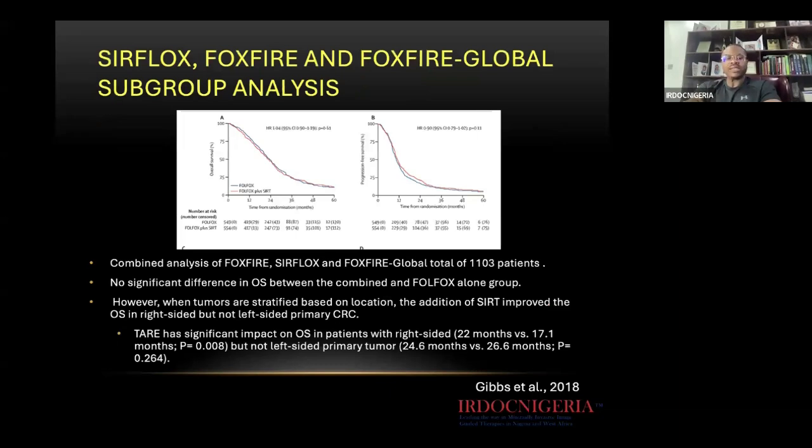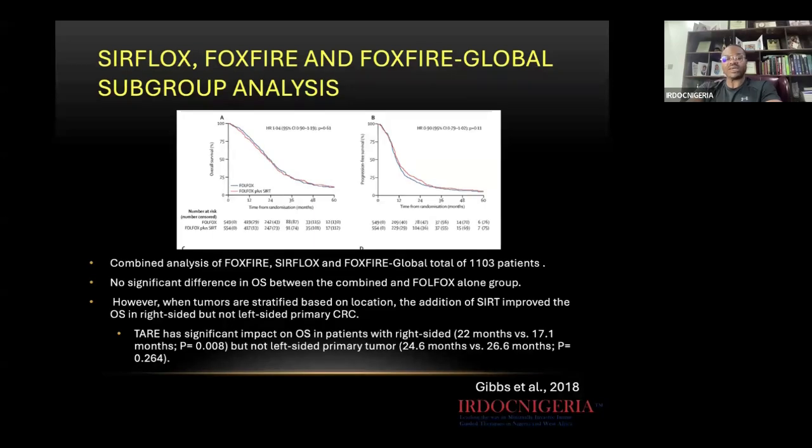When you do the combined analysis of the SIRFLOX, FOXFIRE, and FOXFIRE Global trials in over 1,000 patients, the important thing to note is that there is no significant difference in overall survival between the combined group versus the FOLFOX group, and this was quite disappointing for us in interventional radiology because we were waiting for the results of this trial for a long time, and we thought it would be good. However, when they stratified the patients based on tumor location, they showed that the addition of SIR did improve overall survival in patients with right-sided tumors, but not left-sided primary colorectal cancers.